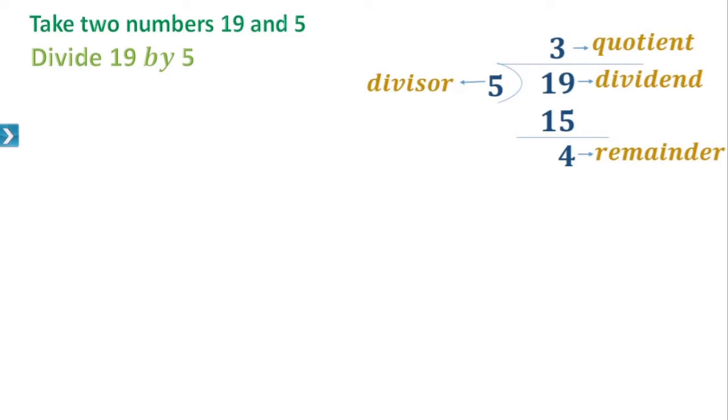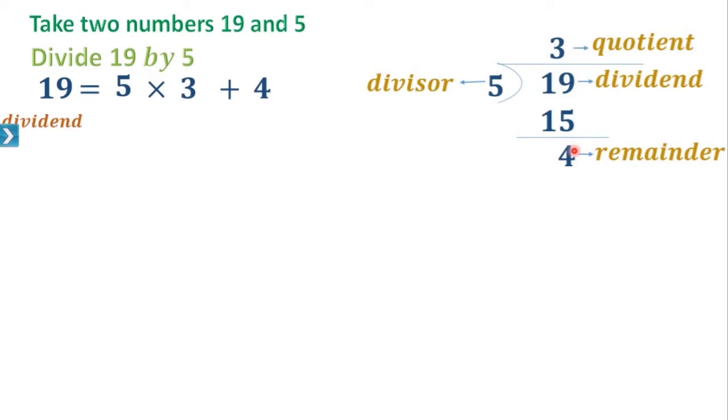What is the relationship between dividend, divisor, quotient and the remainder? So 19 can be written as 19 is equal to 5 into 3 plus 4. So we have to start from the divisor, then move in the clockwise direction.